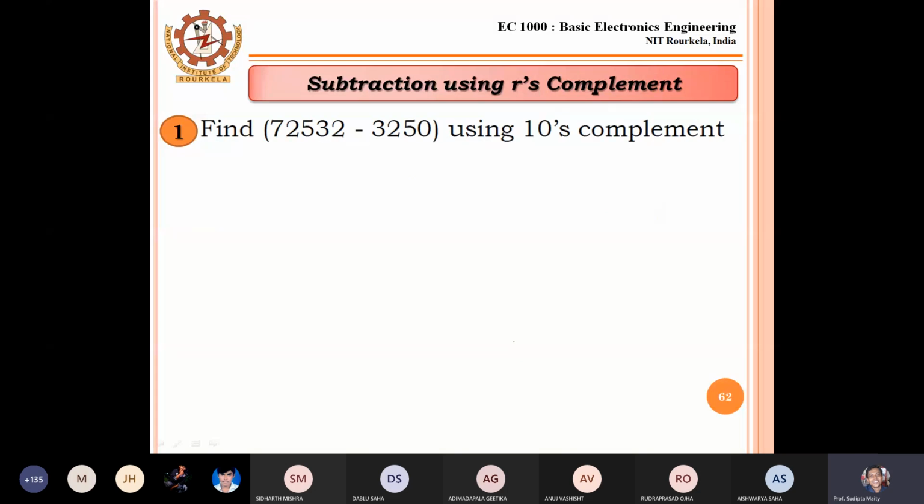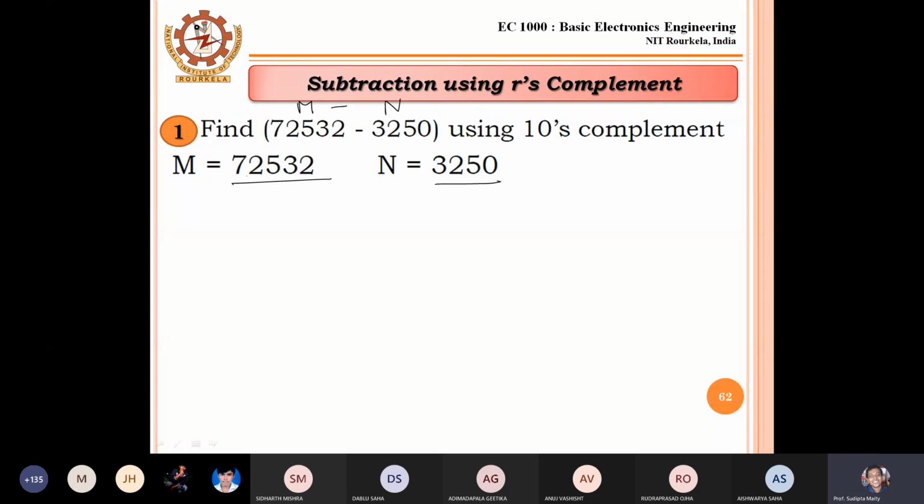Okay, let's try to solve one problem, then the concept will be clear. Okay, what is the question over here? I have to find something minus something. So as per our nomenclature, capital M will be 72,532. Agree? It is my M. Then it is my N. So N will be this one.